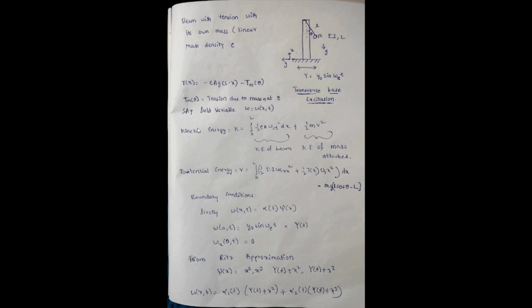So the kinetic energy K can be due to the kinetic energy of the cantilever beam and also the pendulum mass. Coming to potential energy, the potential energy of the cantilever beam can be due to the bending and also the compression due to the tension. And there is also a term for the potential energy of the attached mass.